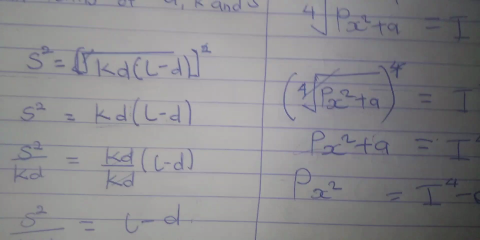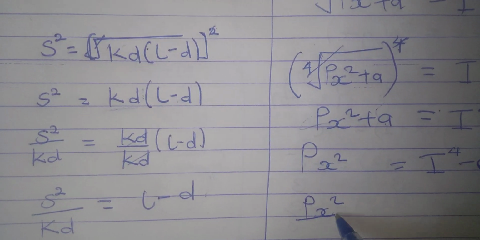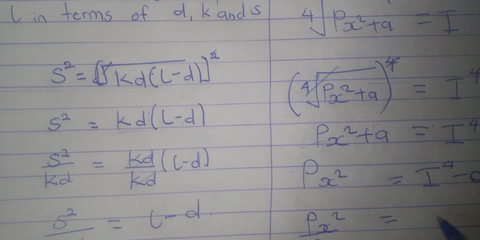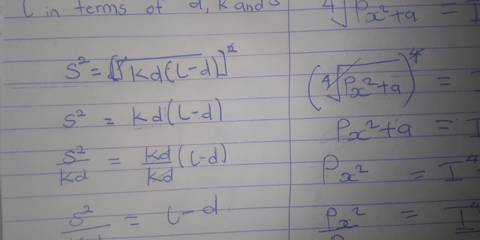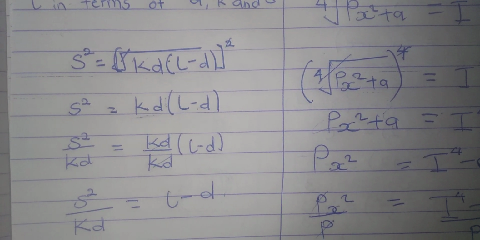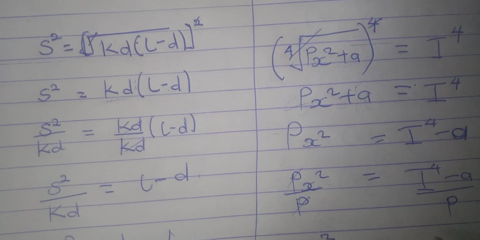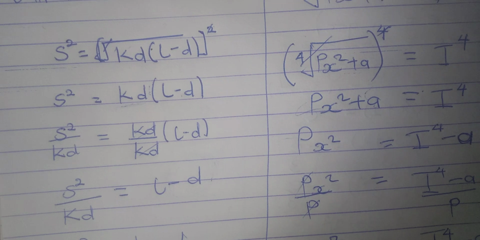So we shall have both sides being divided by p, equals to I to the power 4 minus a, also divided by p. So the p cancels out with this p. We have x squared equals I raised to power 4 minus a over p.